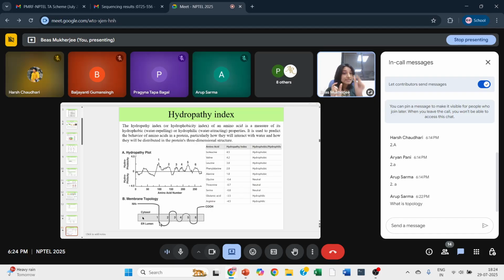So all the regions inside the membrane are hydrophobic in nature, because inside the membrane it is hydrophobic, but outside the membrane it is hydrophilic. That is why when you look at the plot in figure A, you see that 1, 2, 3, 4, 5 and 6 all have positive values. They are all hydrophobic, but the region before this, the N terminal and C terminal region, is relatively hydrophilic, right?